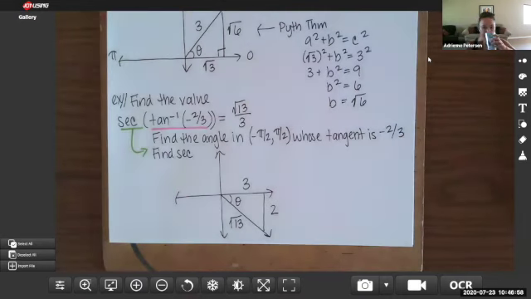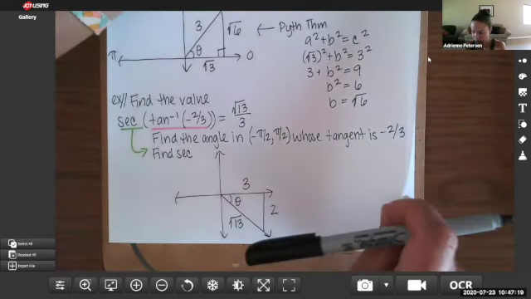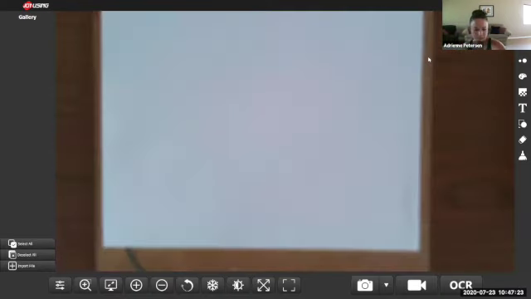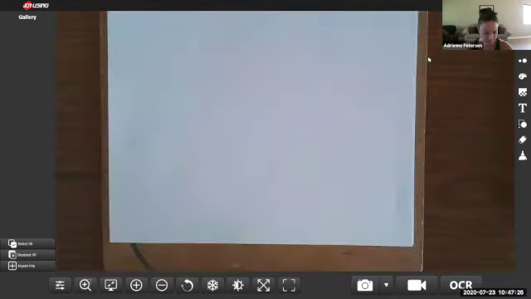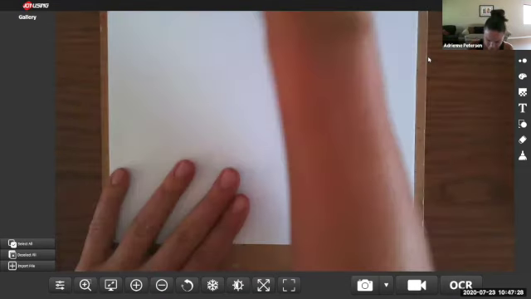Any questions on this one? All right, let's do some more. Anybody need more time on this page? Okay. All right, next one.